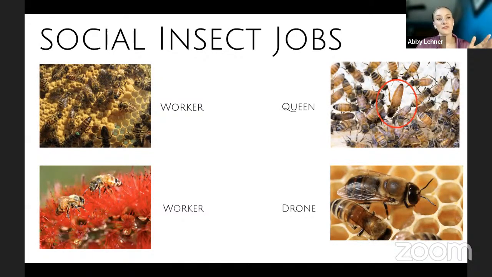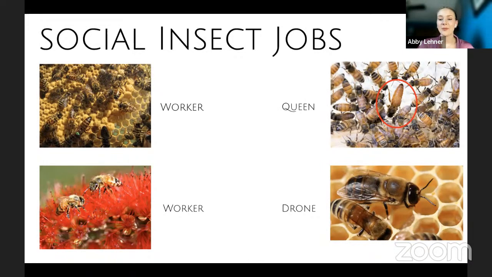And we actually tend to find that workers will maybe do different jobs throughout their life. So when they're younger, they'll take care of the babies. When they get a little bit older, they might be a queen attendant, take care of the queen. They might move on to building honeycomb or cleaning the hive. And then later in their life is when they'll leave the hive more to go find nectar and pollen and other resources for the hive, which is pretty interesting.